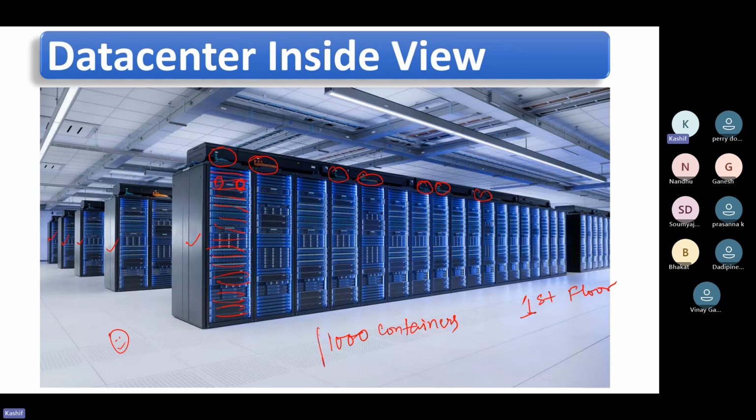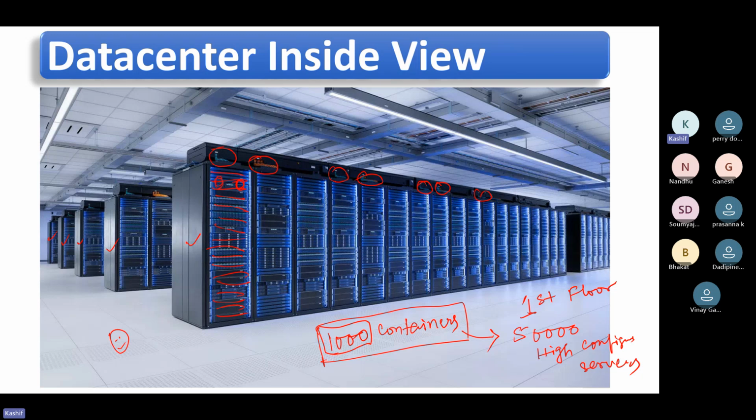Now, let's assume we have 1,000 containers, or more than 1,000 containers. I'm just giving you a random number, but don't consider it as 1,000. You can have 5,000 or 10,000 containers. In those containers, you have, let's say, 50,000 high configured servers.